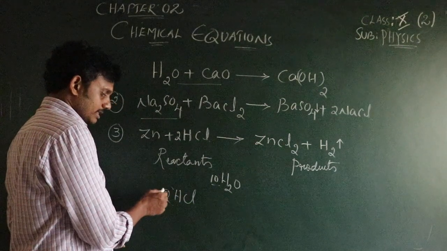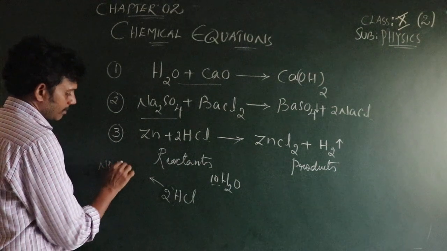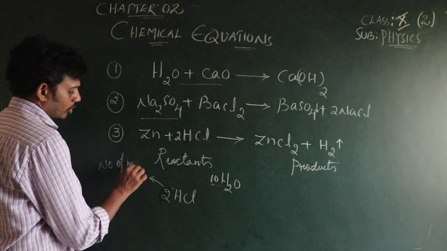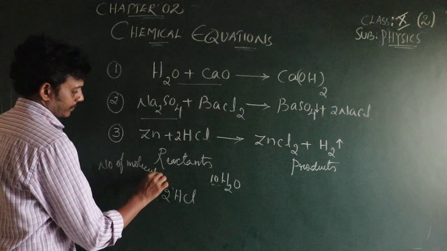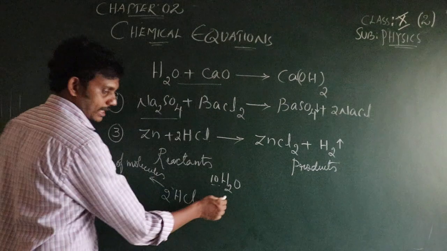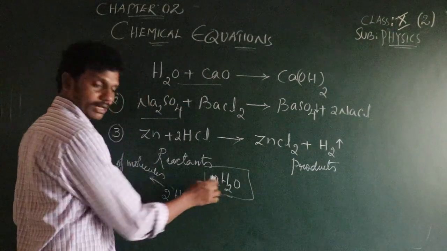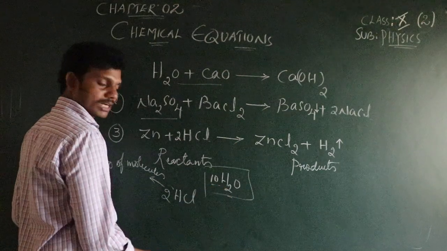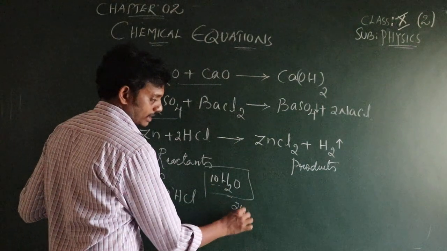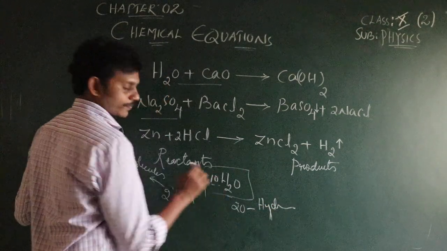This is for molecules. This number explains the number of molecules. Remember this: number of molecules. And this subscript gives information about the atoms. This is hydrogen. Can you tell me how many hydrogen atoms are here in this one? 20 hydrogen atoms are present in this.